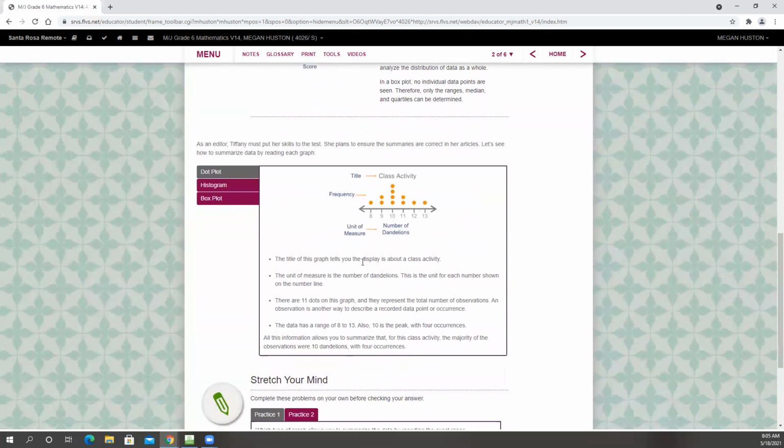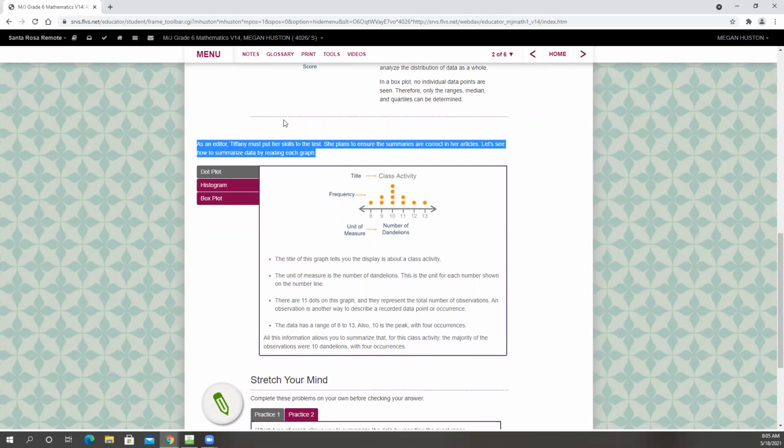So now we're going to look at these a little bit more deeply. As an editor, Tiffany must put her skills to the test. She plans to ensure the summaries are correct in her articles. Let's see how to summarize data by reading each graph.